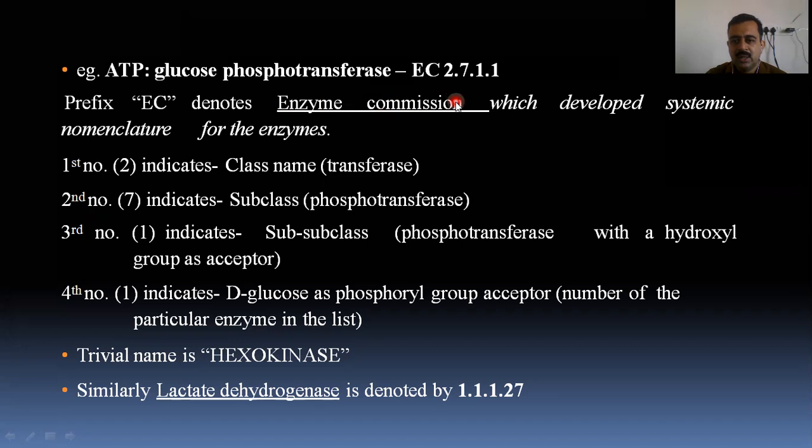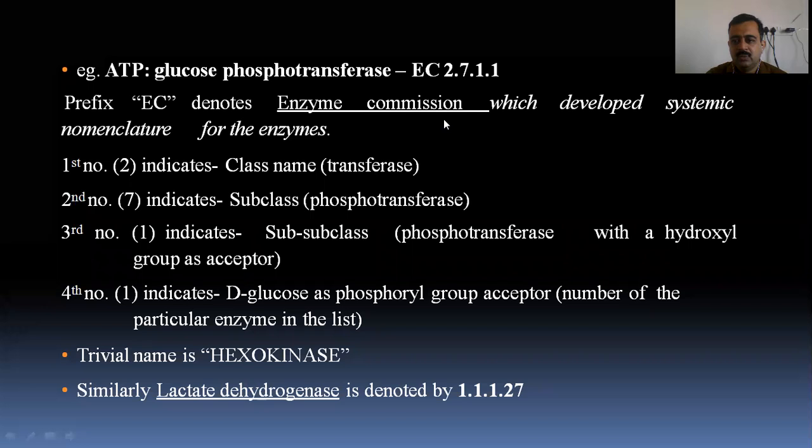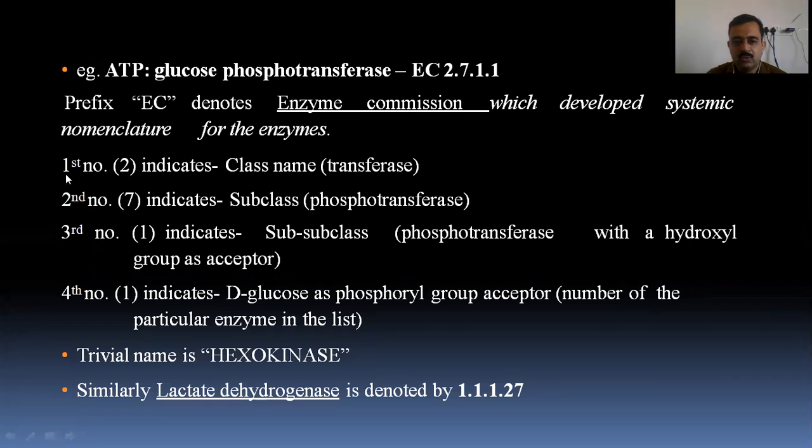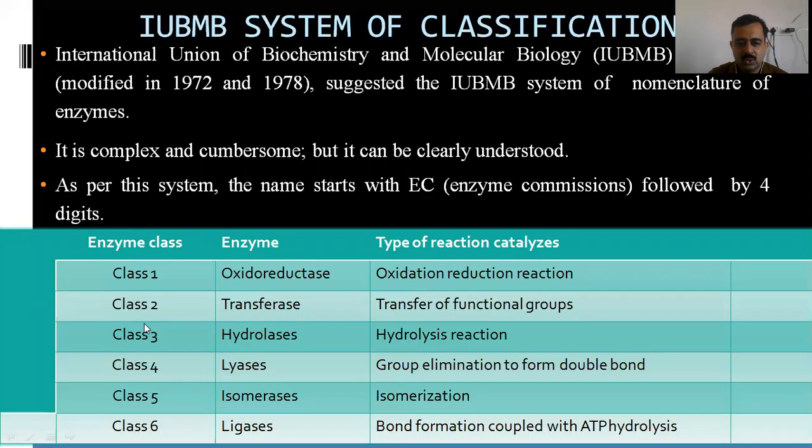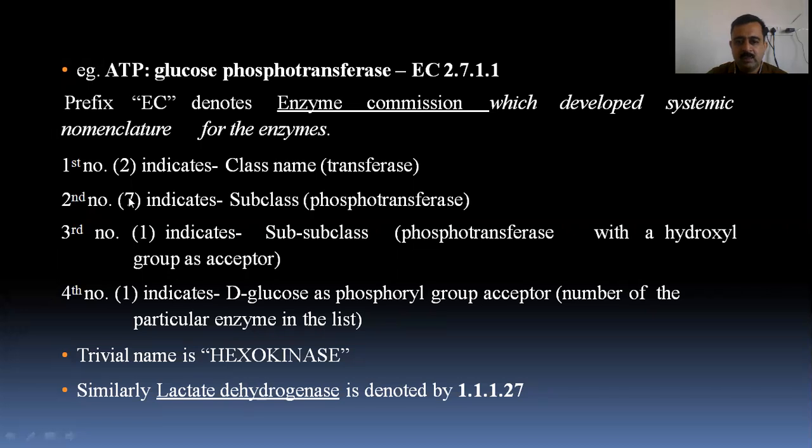Which developed the systematic nomenclature. Now, the first number, 2, indicates the class name. What is the class name? Transferases. Why transferases? See here, class 2 transferase. Now, what is this transferase functional for? Transfer of functional groups. Now, the second number, 7, indicates the subclass, phosphotransferases.